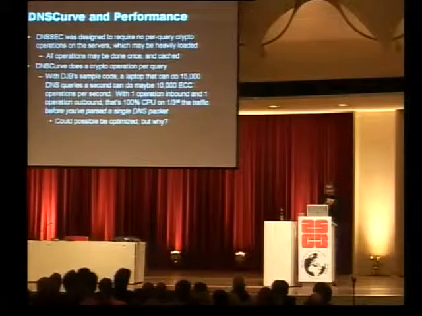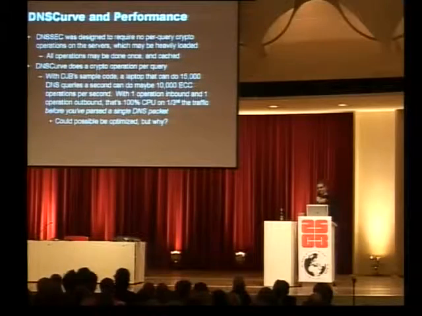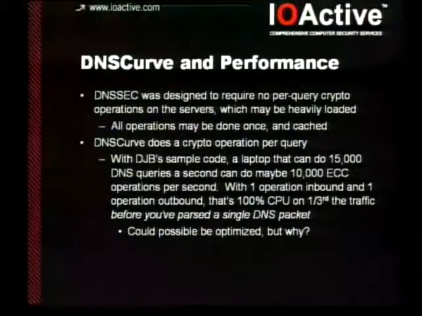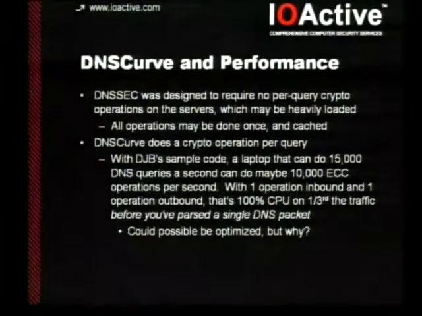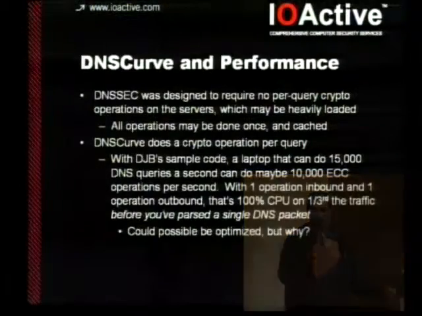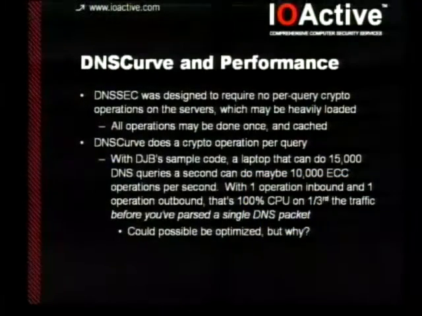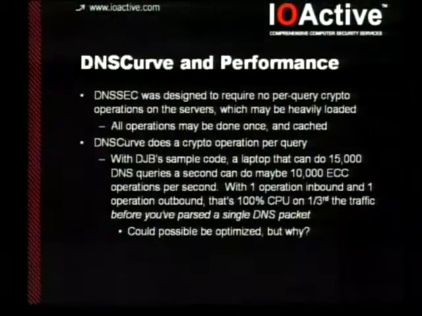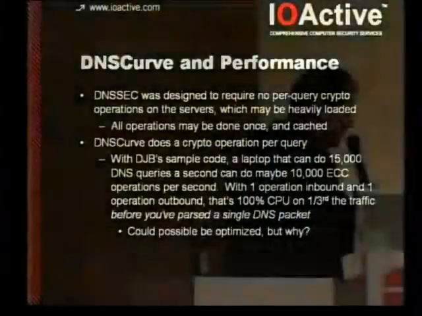No, look. Performance matters. DNSSEC was designed to not require per-query crypto operations on an authoritative server. That means if you've got a record and you're the server for COM or Google or whatever, you sign it, you return it. You're not doing crypto every time someone asks you a question. With DNS Curve, every time someone comes up to you, you've got to go ahead and unpack another DNS Curve blob. Okay, I've got to go pack up something new.